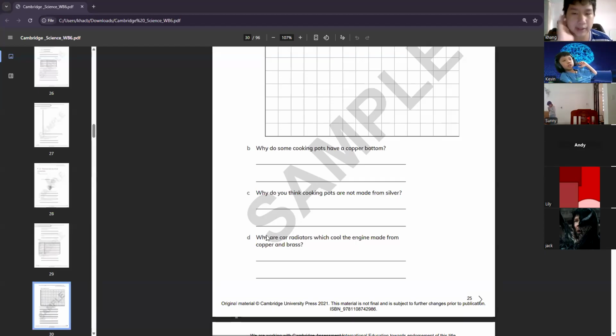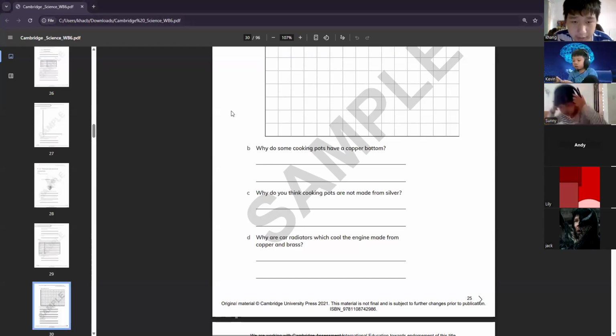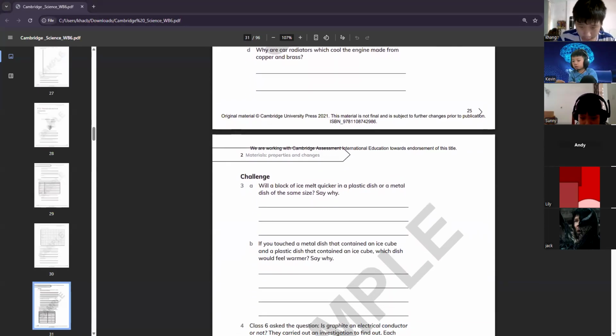Yes, copper is a good conductor of heat, so it makes things cool down because it conducts heat well, so it takes heat into itself. It conducts heat very highly. It comes to 400.